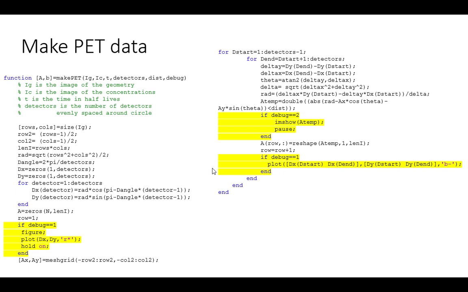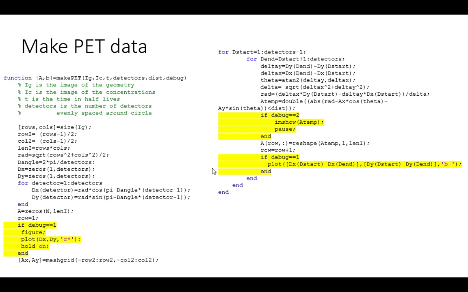The corresponding spot on the other side, when I'm inside the loop drawing the line between start and end, right? I just again check, is it 1? And if it is, I just plot a single line, right? The dx of the start, the dx of the end, dy of start, dy of end, and I made it a blue solid line.